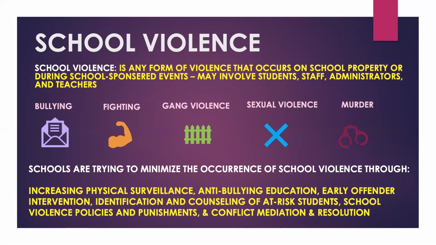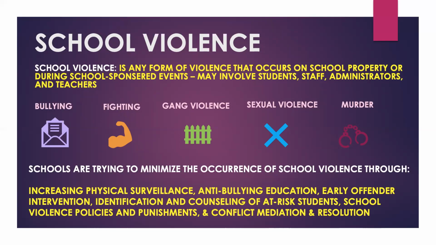So given the publicity of school shootings in particular, schools have taken drastic measures to prevent school violence. So this means that increased surveillance is happening. That means there's a lot more check-ins, there's metal detectors, there's a police presence, there's lockdown drills. They are influencing anti-bullying education. They are engaging in early offender intervention, so they're trying to determine which kids are quote unquote at risk early on. There's clear-cut violence policies and punishments, which means zero tolerance.